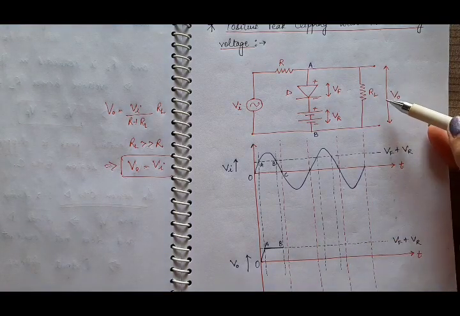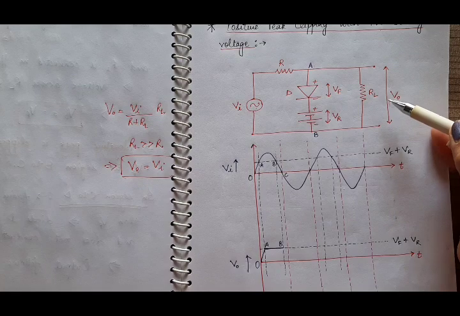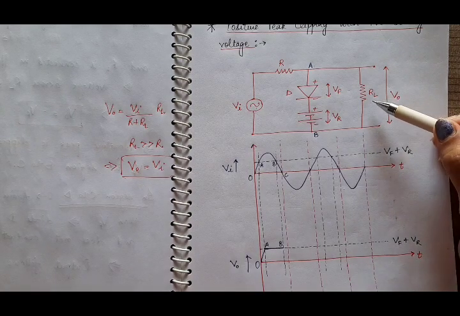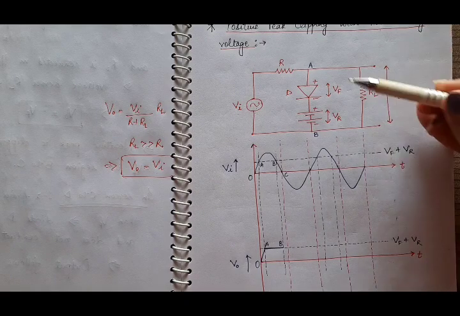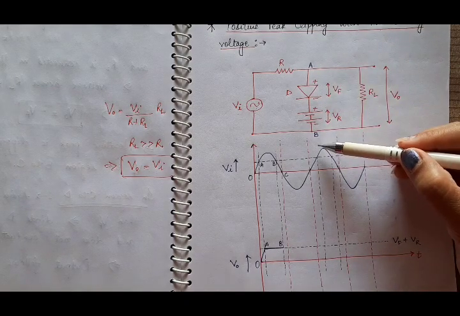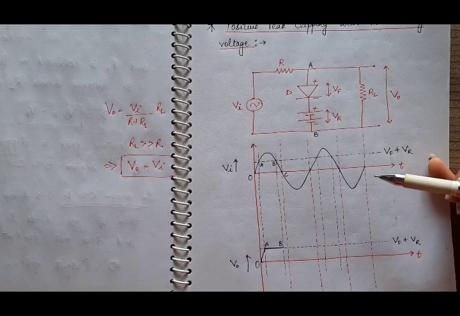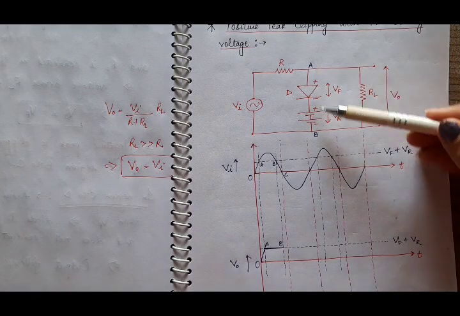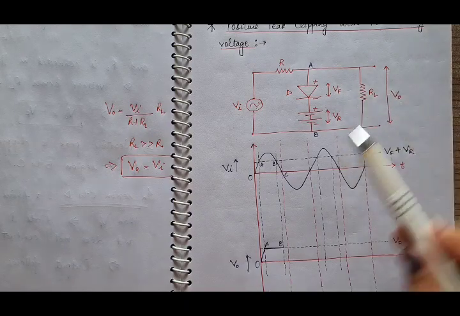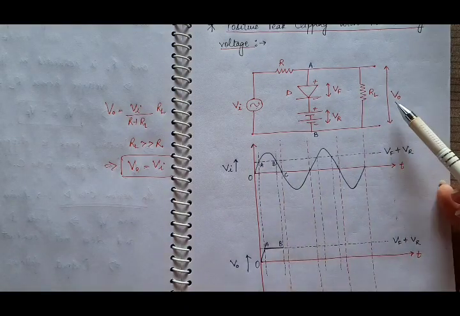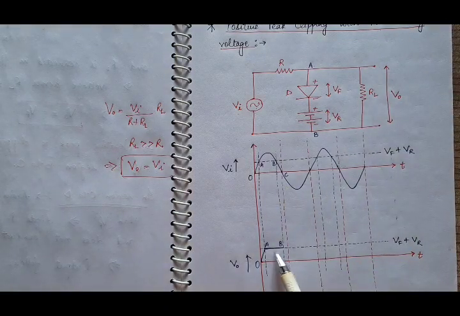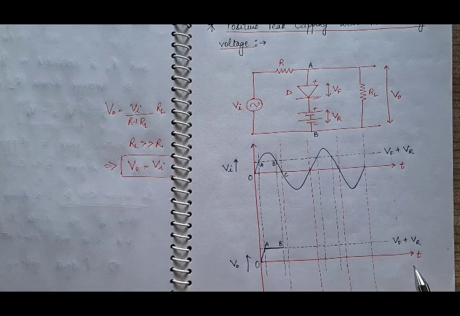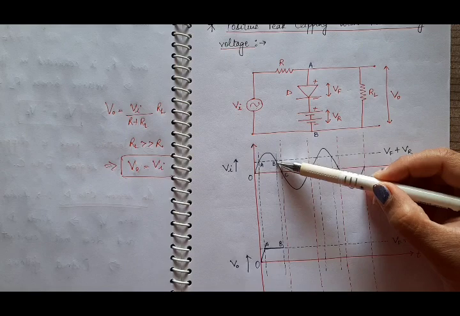So why is this output equal to Vf plus Vr? Because we are taking output across the load resistance RL, and this load resistance RL is connected in parallel with terminal AB, and voltage across parallel ends remains the same. So if the voltage across AB is Vf plus Vr during this region AB, then our output will also be equal to Vf plus Vr during this region. So there is clipping in this region AB. Next we will discuss region BC.